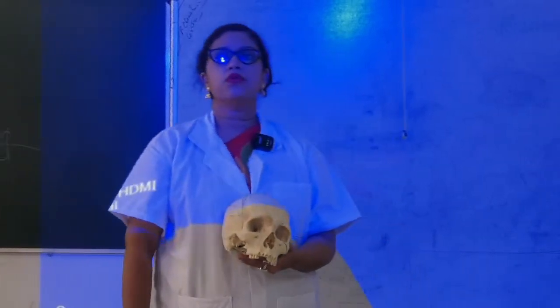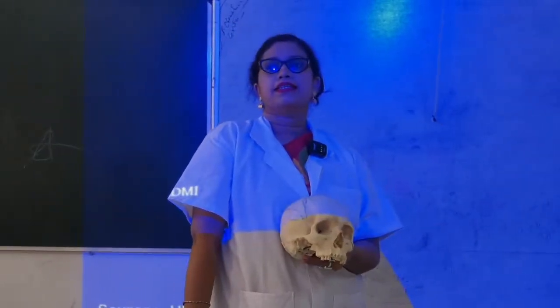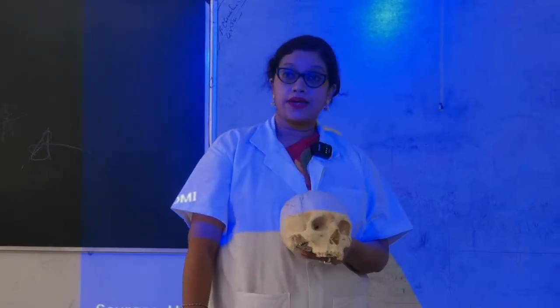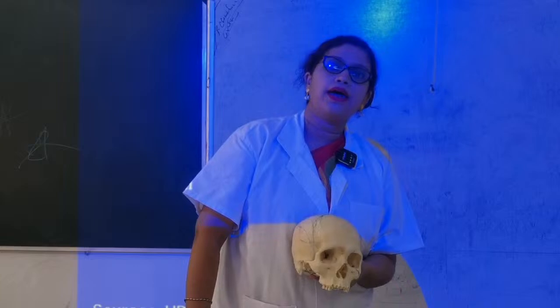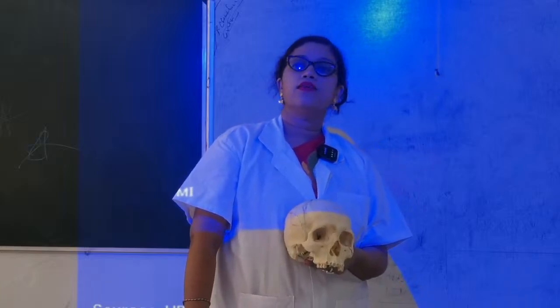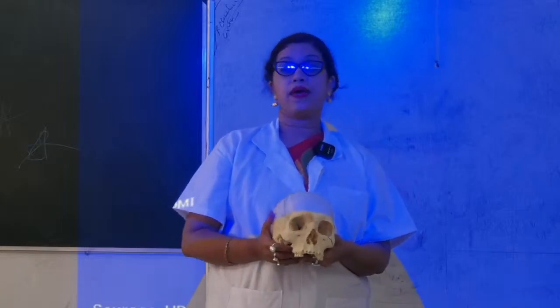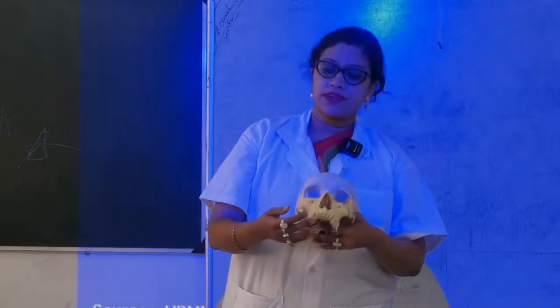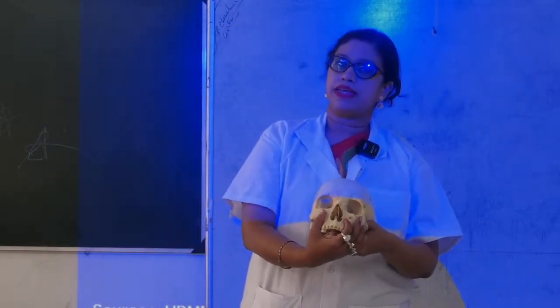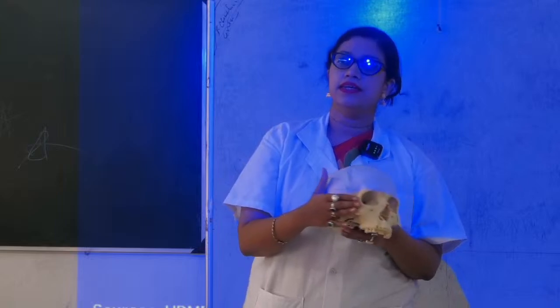What are the other nasal bones? Lacrimal, then inferior nasal concha 2, and another one is the 2 palatine and 1 vomer. So all would be found on the orbital cavity. And what is this? This is the maxilla. And this side is the zygomatic.